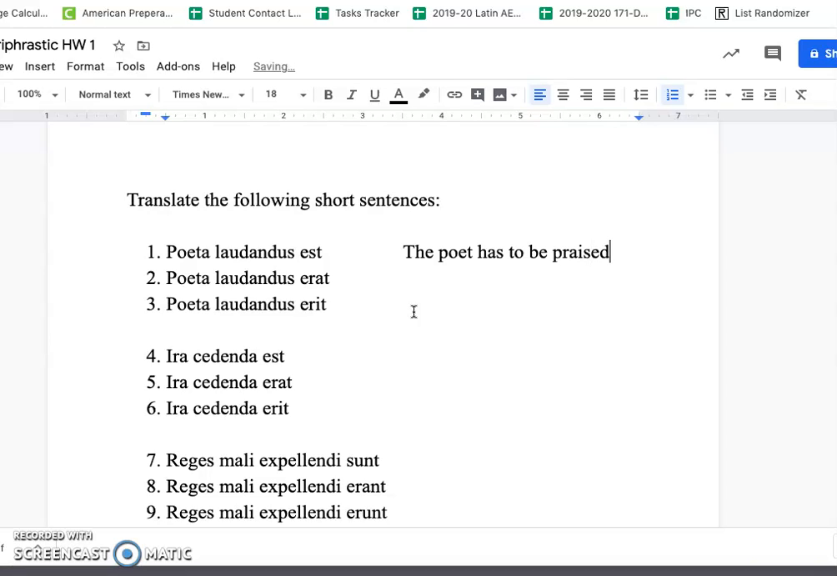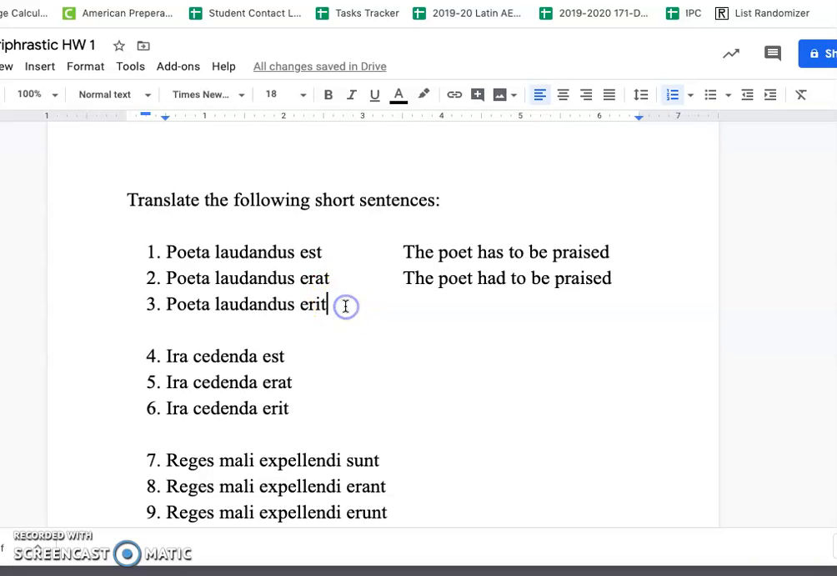Using the verb have or has is the simplest for switching between tenses because you can use it easily in every tense. It gets a little bit trickier with the word must, okay? And we can talk about that at another time. Poeta laudandus erat, same deal, same subject, the poet. But now, because I'm using the imperfect form of the verb, instead of saying has to be praised right now, we're going to say had to be praised for something in the past.